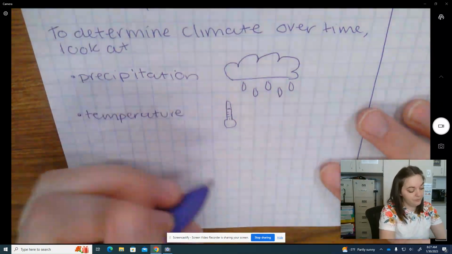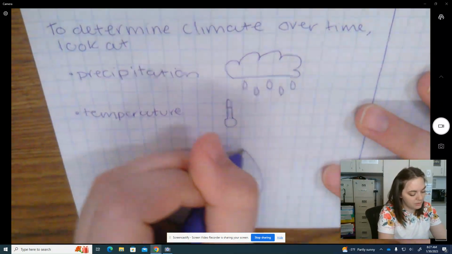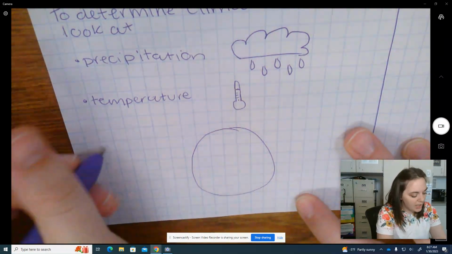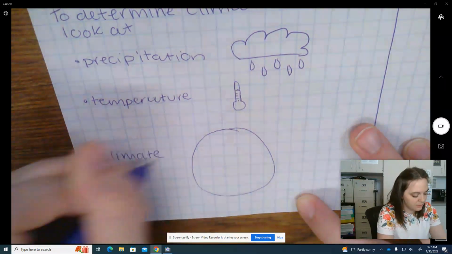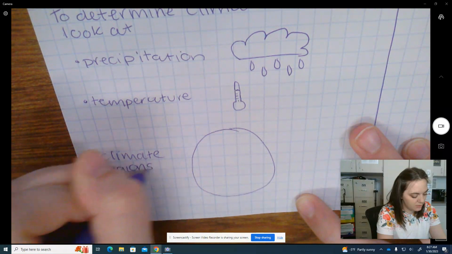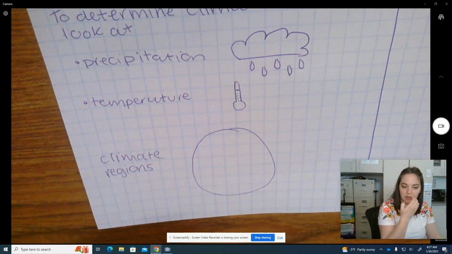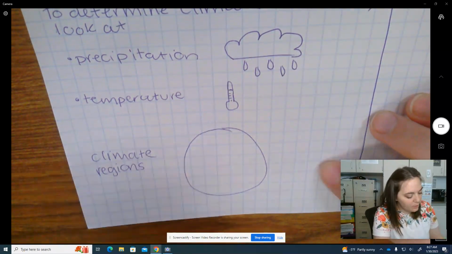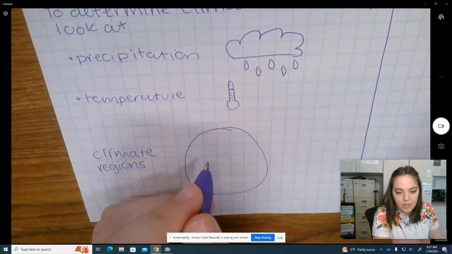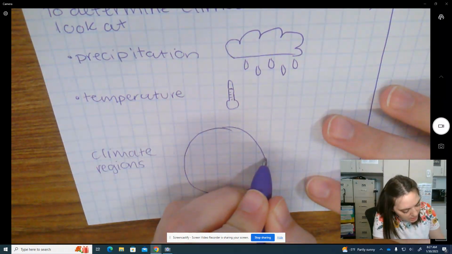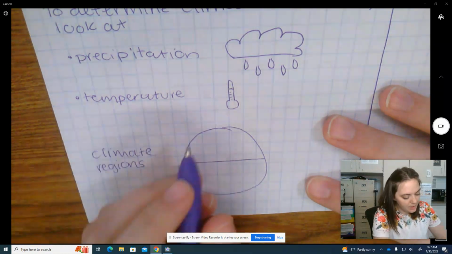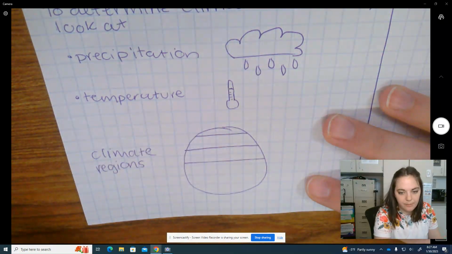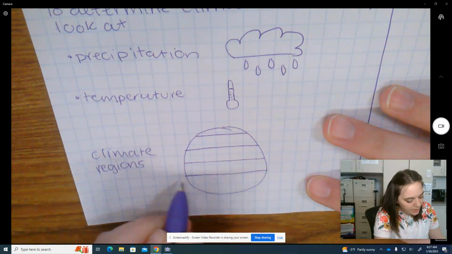Now the Earth, so I'm going to draw a circle, doesn't have to be perfect, a circle. The Earth has different climate regions. Depending on where you are on the Earth, you could be in a different climate region. There are a few different ones, but the ones we're going to touch on are polar, temperate, and tropical. So the way that we're going to draw this is you're going to draw a line right down the middle across like that. And then you're going to draw two lines above that middle line like that. And then two lines below, just like that.